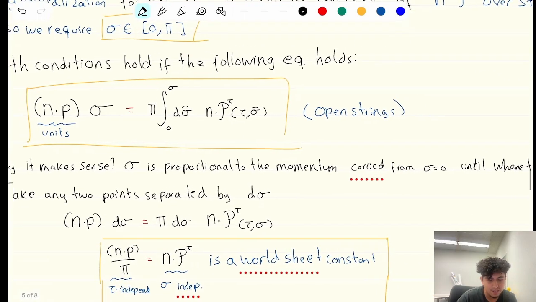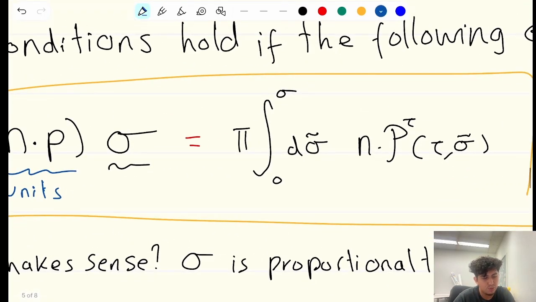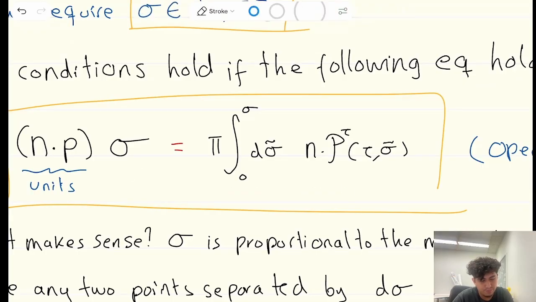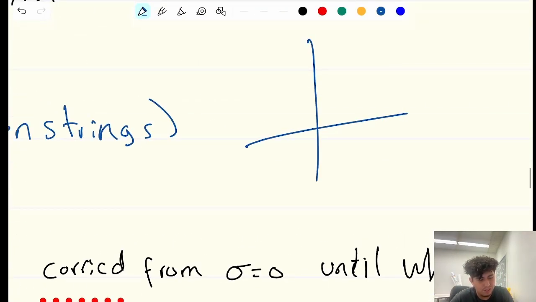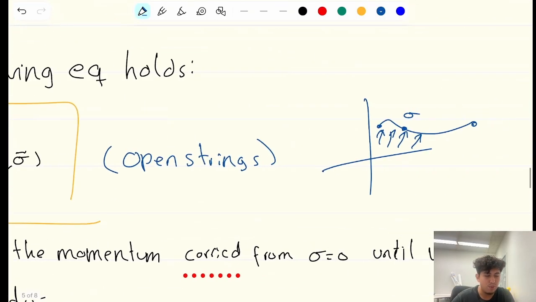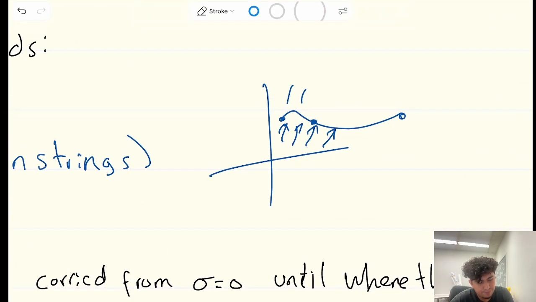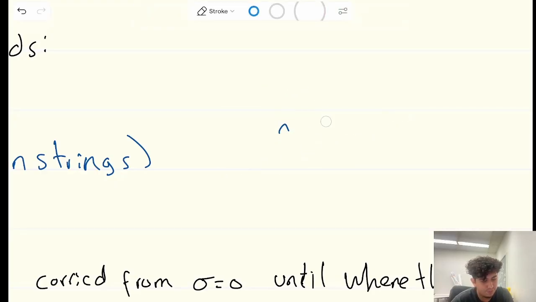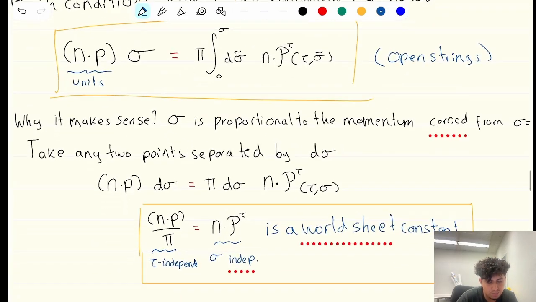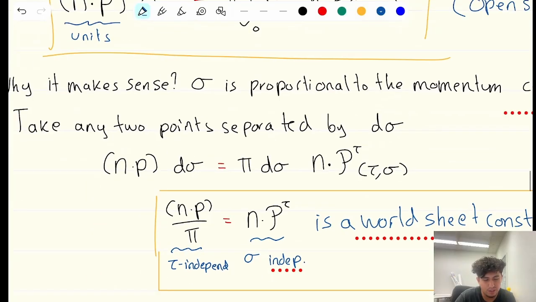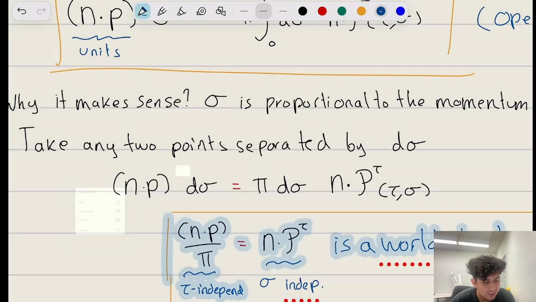And why does this make sense? Because we're making sigma proportional to the momentum carried until that point of the string. So essentially, if you remember from our picture, we had some string, and the sigma parameterization was just telling you where you are along the string. So you're just parameterizing, integrating over the momentum until you get to some point of the string. Like, what is the momentum until you get to this point? So that's this parameterization, and dotting it with n. So that's why it makes sense. And another way to see why it makes sense is you can just take an infinitesimal interval. By this I mean just taking the sigma.